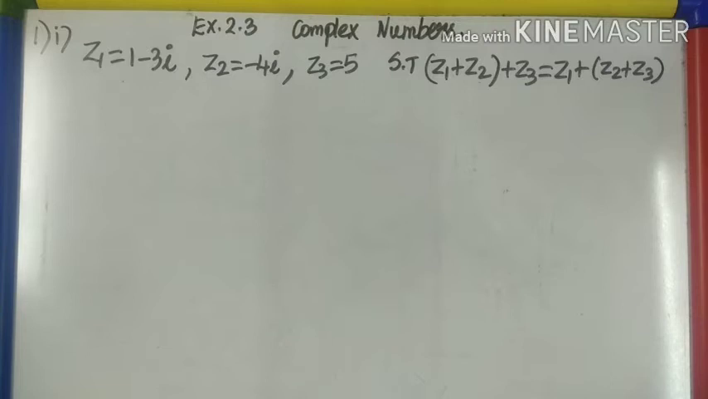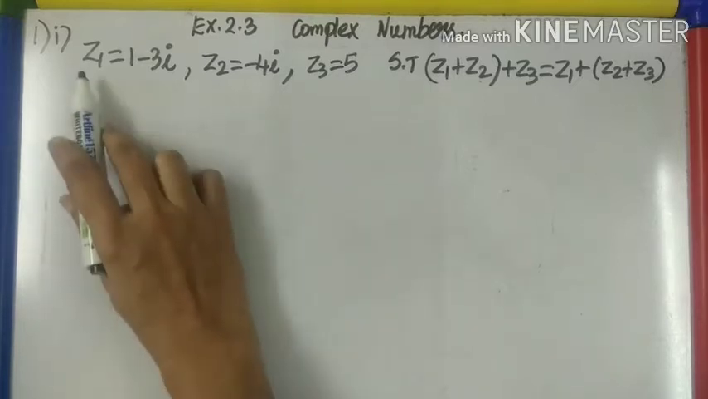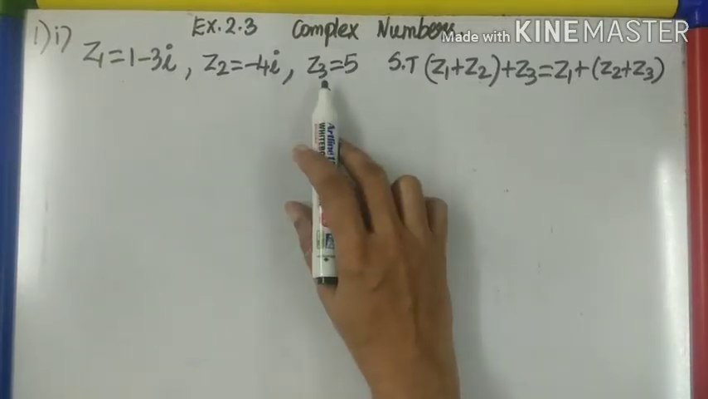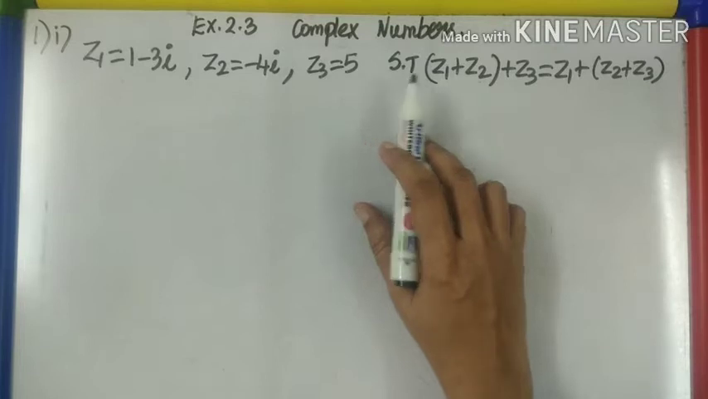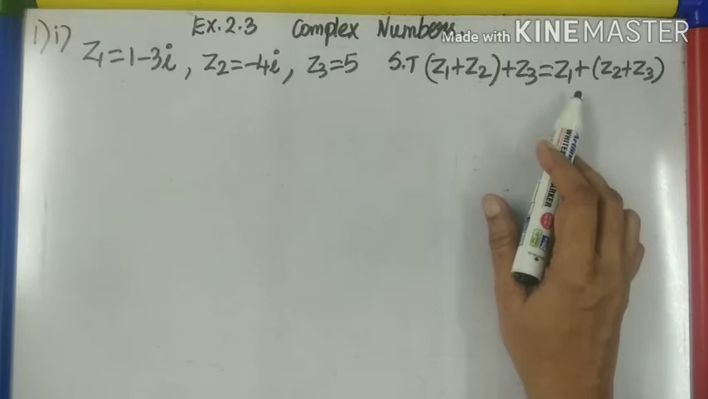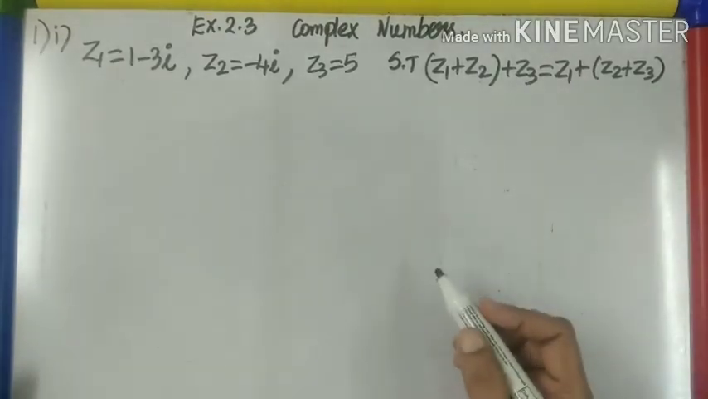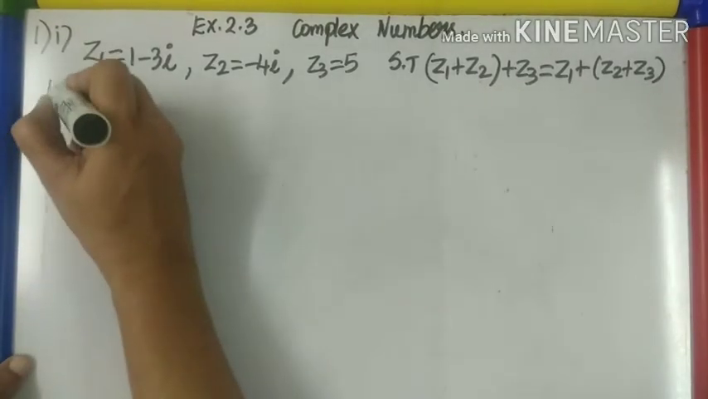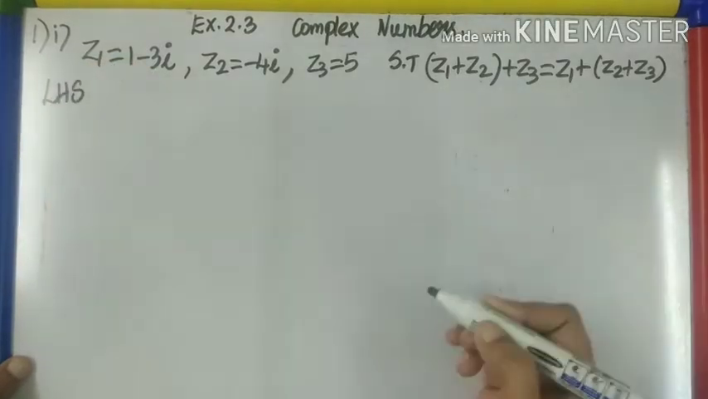Good morning children. Today we are doing complex numbers exercise 2.3. In this we are checking the associative law in addition as well as multiplication of complex numbers. Given Z1, Z2 and Z3, we want to show that (Z1 + Z2) + Z3 equals Z1 + (Z2 + Z3). So we'll find out LHS separately and then RHS separately.